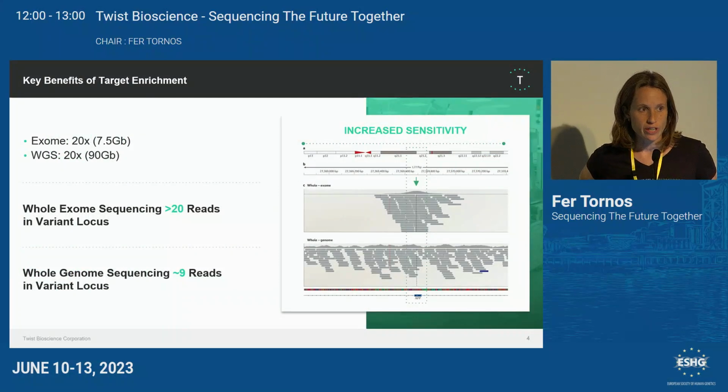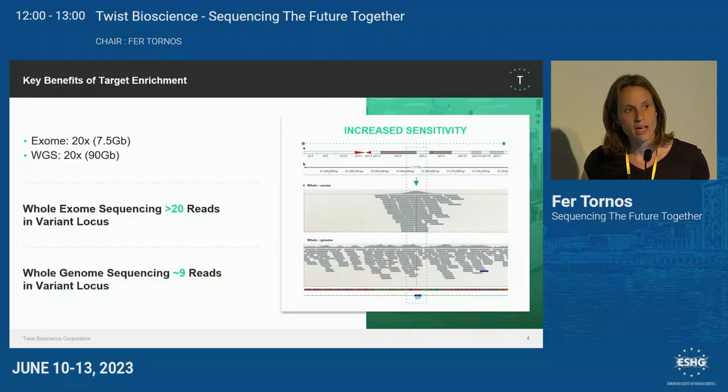Why would you want to use target enrichment? Well, the main reason is that it's going to help you adjust your budget. It's going to save costs on sequencing. As an example, if you are interested in the human exome and are to do an enrichment experiment targeting 20x coverage, with enrichment, you would need 7.5 gigabytes of data. If you were to do whole genome sequencing, that will mean 90 gigabytes of data. As you can see, the reduction in data is drastic.